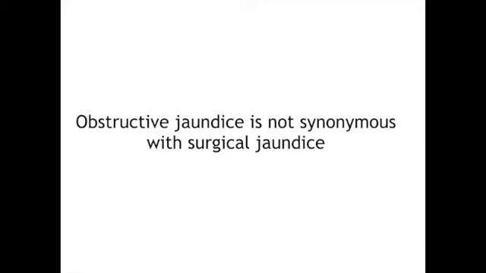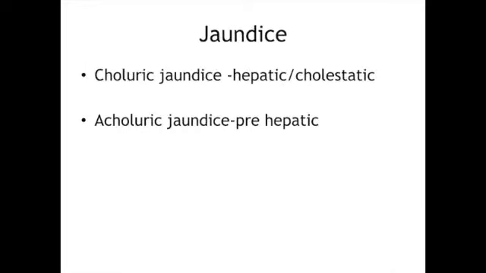Obstructive jaundice results from obstruction to the flow of bile. It can be an intrahepatic obstruction, or it can be an extrahepatic biliary obstruction. Intrahepatic biliary obstruction is not corrected by surgery. But surgical jaundice, if you see hereditary spherocytosis where there is increased hemolysis, there is hemolytic jaundice, which can be corrected by doing splenectomy. So it is also a type of surgical jaundice. So it is not synonymous. Obstructive jaundice is not synonymous with surgical jaundice.